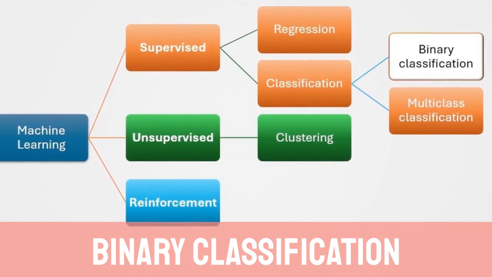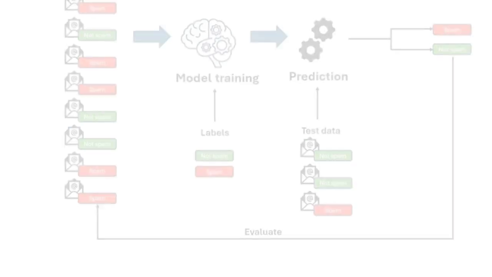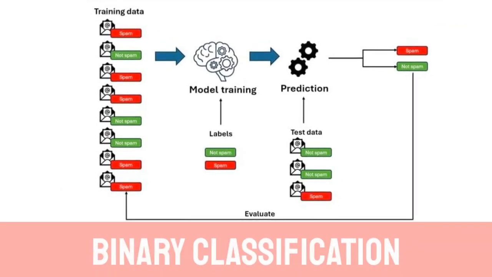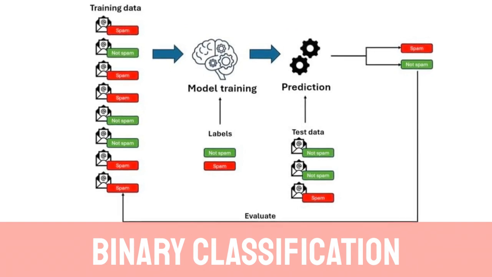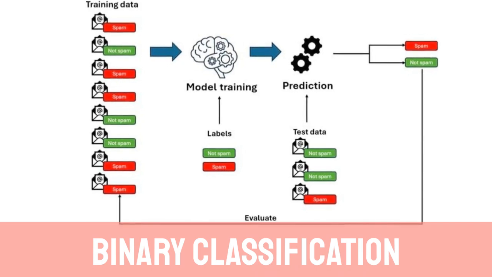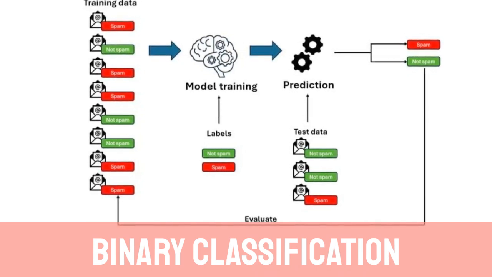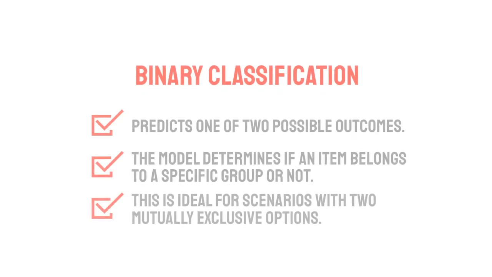In other words, the model determines whether an item is or isn't part of a specific group. Like a spam filter, a binary classification model looks at an email and makes a simple yes or no decision. Is it spam or not spam? The model can only give a single prediction from these two mutually exclusive options, making it a powerful tool for these types of true-false or positive-negative scenarios.